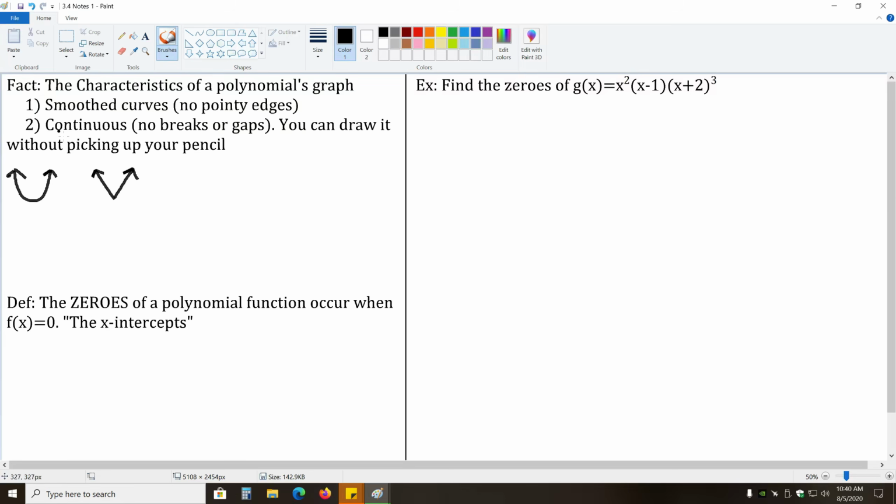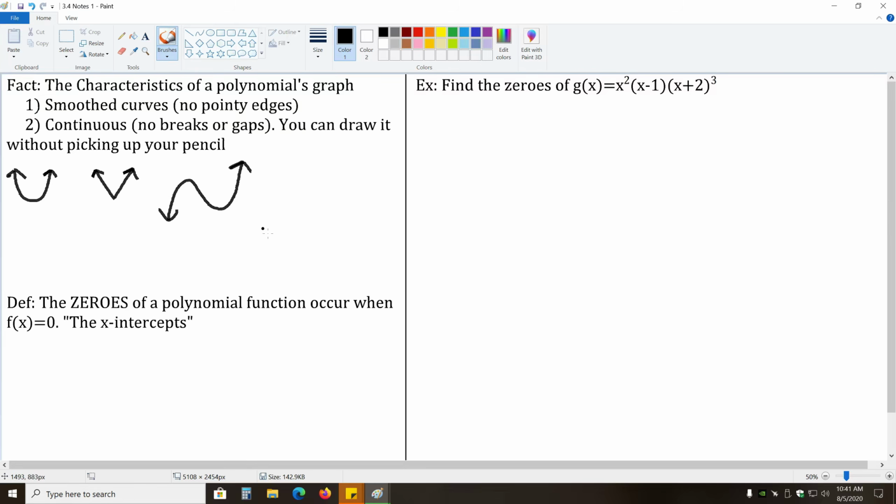From there, it has to be continuous, meaning there are no breaks or gaps. In other words, you can draw it without picking up your pencil. So for instance, if I started drawing something that looked like this, oh, that's a little too pointy. Let me start over. Something that looked like this. This is a polynomial. It doesn't have any pointy edges, and it was drawn in one motion.